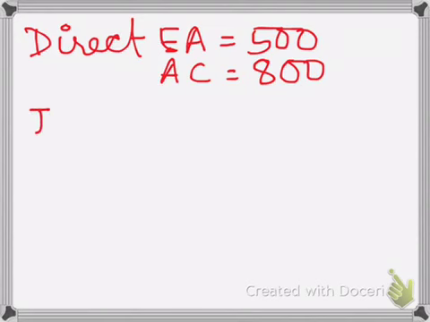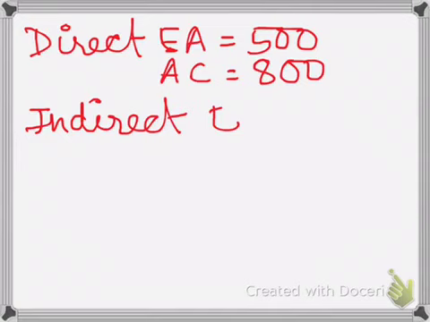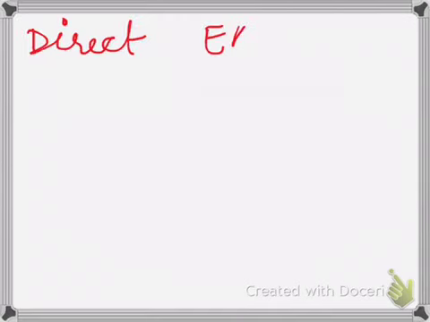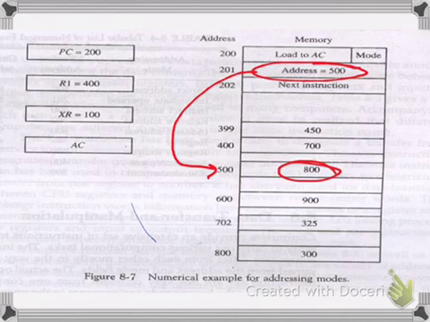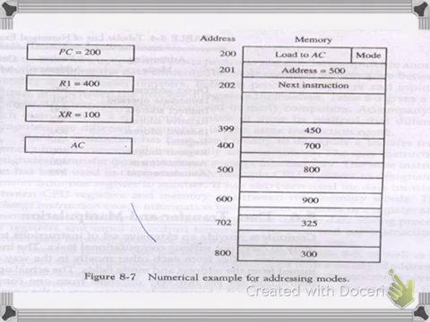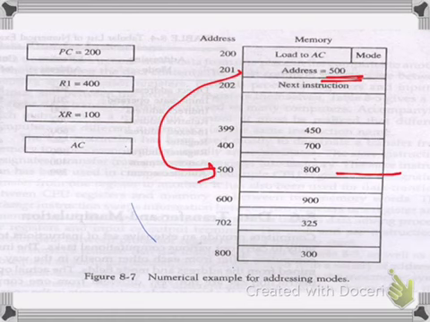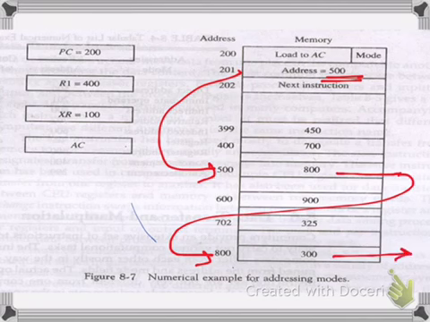What happens if it is indirect? You just have to move one more level. So the effective address would be, if you remove this thing, 500 is there in the address field, go to address 500, take out this value, go to this address 800, and this is our operand. So go two levels: 500, go to address 500, take the value, go to this memory location and get the value.